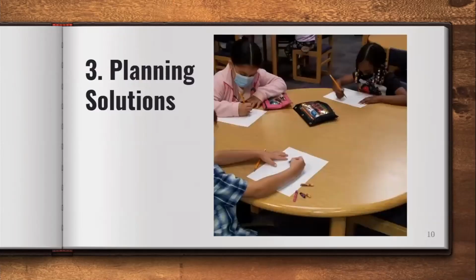So during the planning solutions part of the engineering process, I let the students draw what they think the house should look like. They can use their pencils and crayons, and they just draw what they think a house would look like that is going to withstand the huffing and puffing of the wolf.